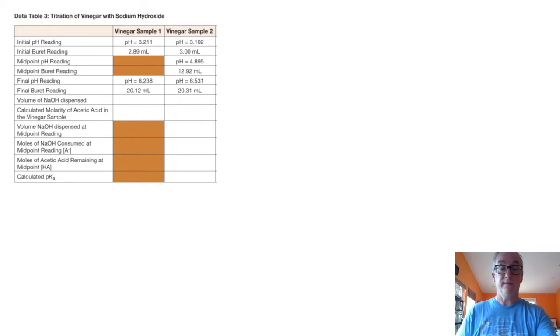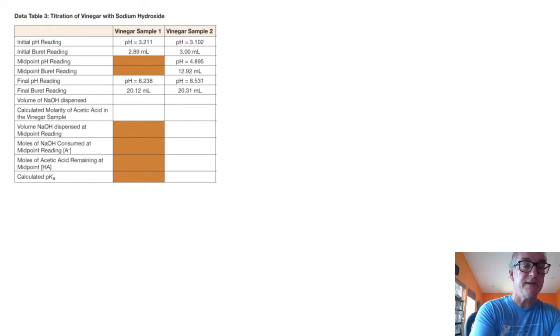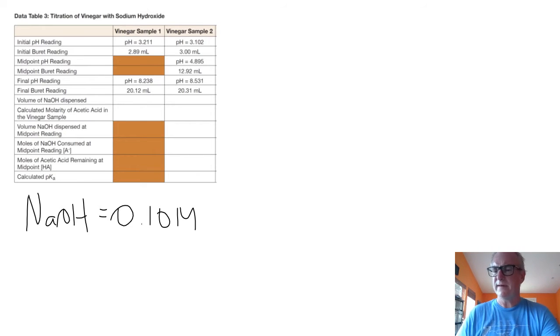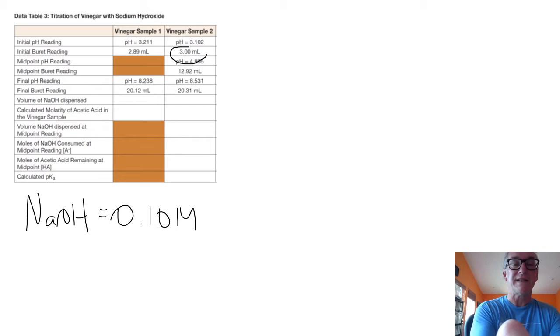So here's the information we have. Let's write this down. Our concentration of sodium hydroxide is 0.1 molar. And I'll put another significant digit in there because we need to have at least 2 to do these calculations. What is the volume of sodium hydroxide used to do the entire titration? Well, that's the initial burette reading. That's the final burette reading.